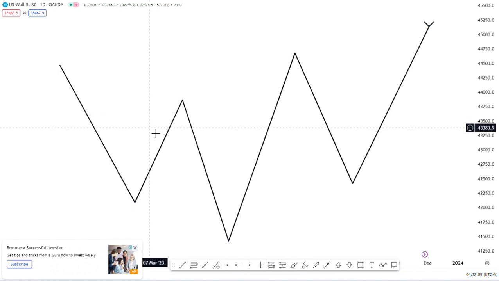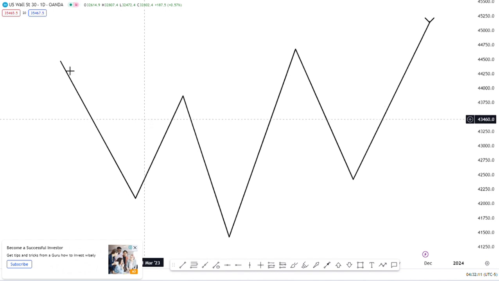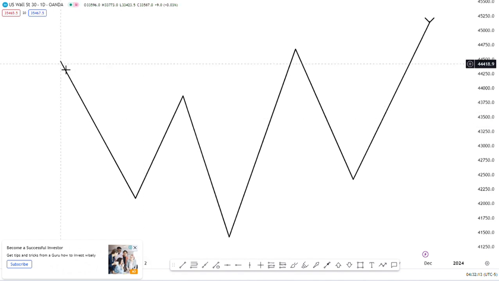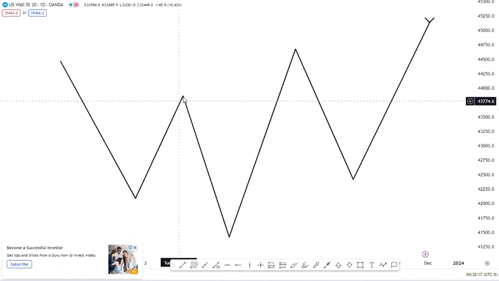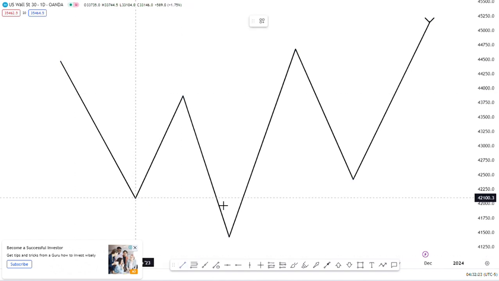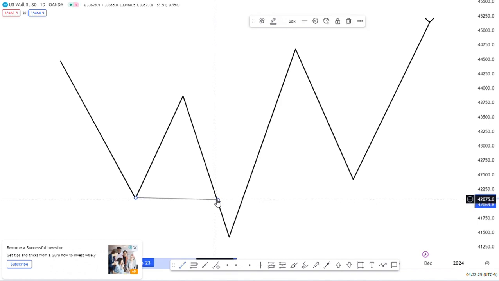Okay guys, what is a breaker block? A breaker block is a structural pattern whereby the market has a high here. Let's say the market has a high here, then the market makes a low, then the market makes a lower high relative to the low. Then the market comes and breaks this low. Why does it break this low?